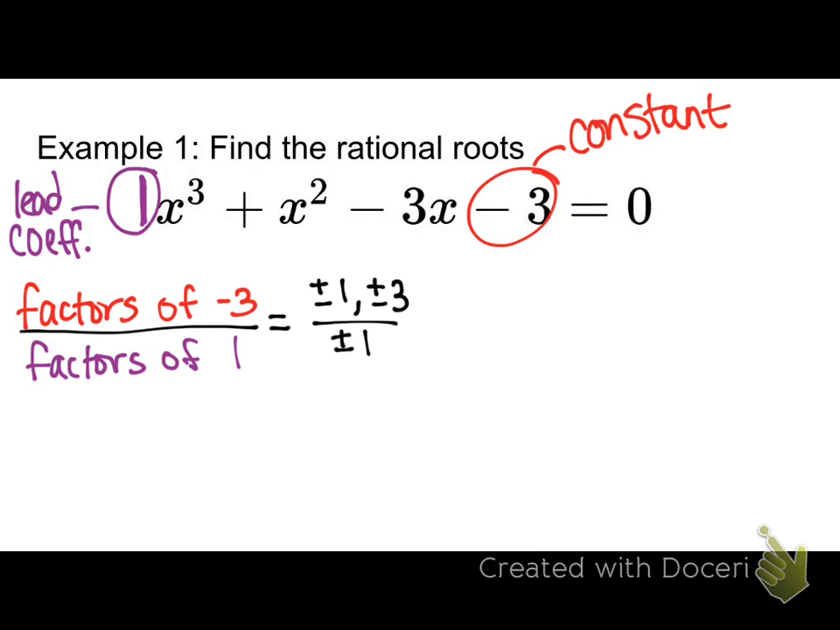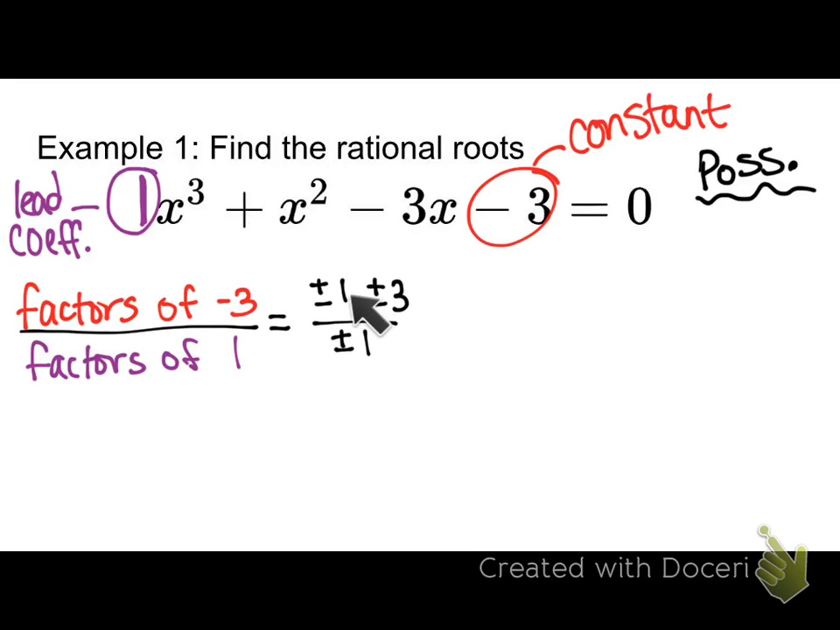So any combination from here is a possibility. It doesn't mean that they all are. It means that they're possible. So let's make a list of possibilities over here. Any numerator-denominator combination is a possibility.